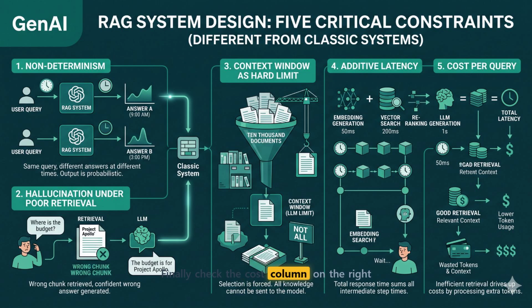Finally, check the cost column on the right. Bad retrieval isn't just a quality problem anymore. It's a direct financial hit. Every irrelevant chunk you pull adds tokens to the bill, and you pay for every single one. Quality and cost are locked together. Now that you understand why these constraints make your job harder, we need to solve the biggest one. How do you actually find those 3 paragraphs in a haystack of 10,000? That's what we are tackling next.